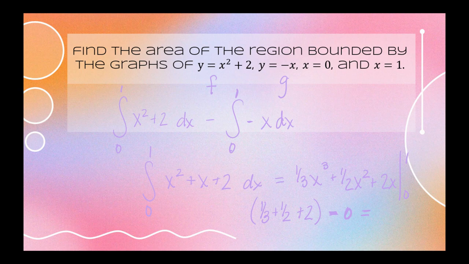So 1/3 plus 1/2 is 3/6 plus 2/6 is 5/6, right? Yeah. Plus 12/6 gives us 17/6. And then, of course, it's area, so I'm going to add in my units squared.